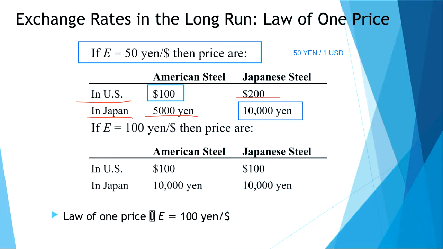So if it is the case, because we don't have the transportation cost, we don't have the tariffs, right? No transaction cost. So what happened? Demand for Japanese steel would go to zero, right? So no one wants to buy Japanese steel because it's expensive. I mean, you can buy the American steel at half price in Japan, and the same price in US. I mean, $100. Clear? Any question?